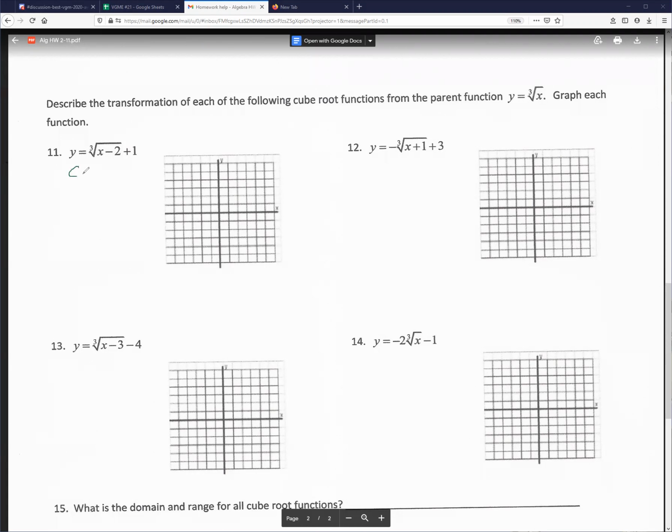But let's break this apart. So we've got a C value of 2. We've got a D value of 1. Again, H and K if your teacher prefers H and K. So that means we're going to shift right by 2. We're going to shift down by 1.